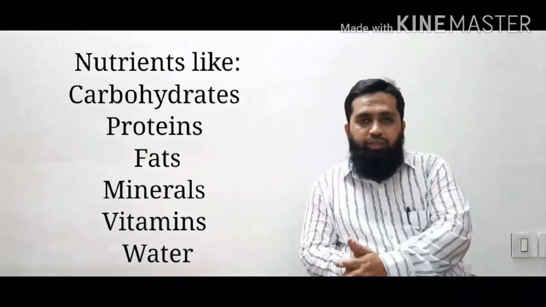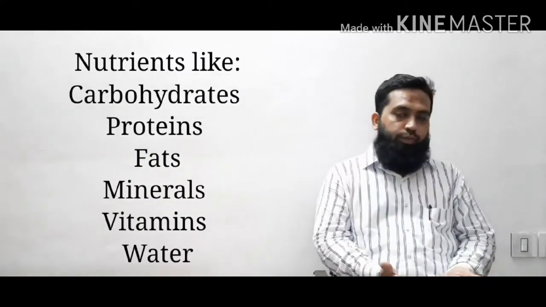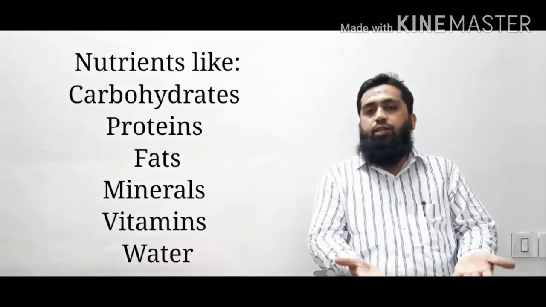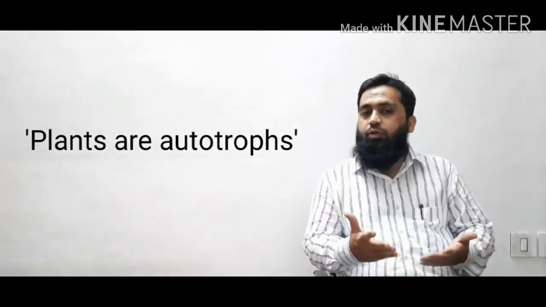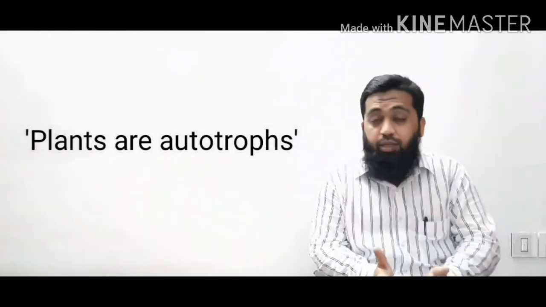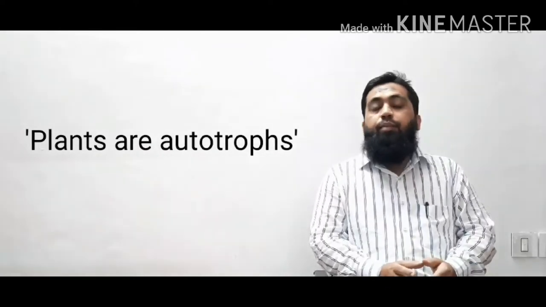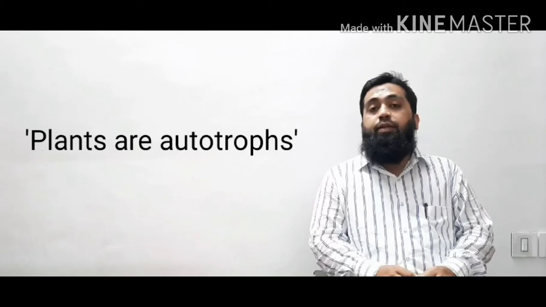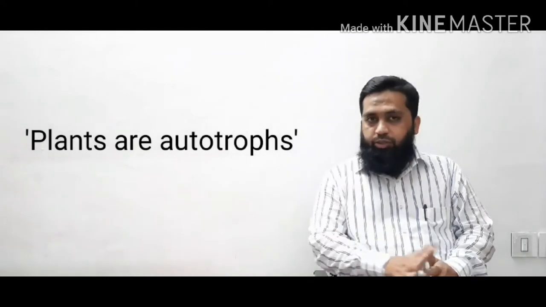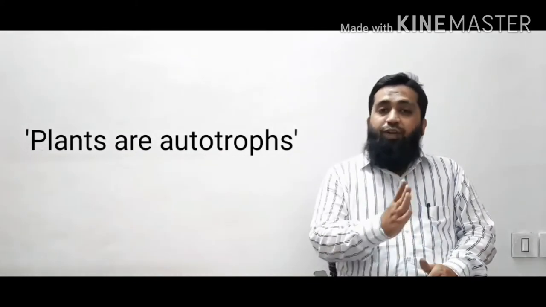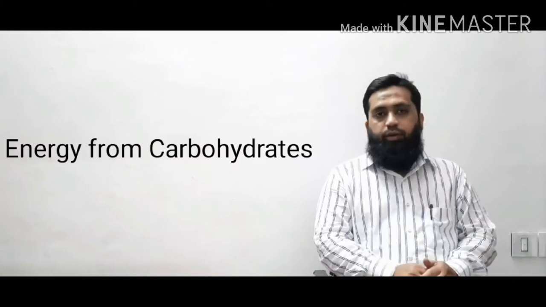If you talk about plants, plants are said to be autotrophs. We know about them. They synthesize their own food with the help of the process called photosynthesis. They synthesize their food, they store it, they use it. But animals, they get their nutrients particularly from the diet which they have. So the first important nutrient which we are going to discuss today in this lecture is carbohydrate.